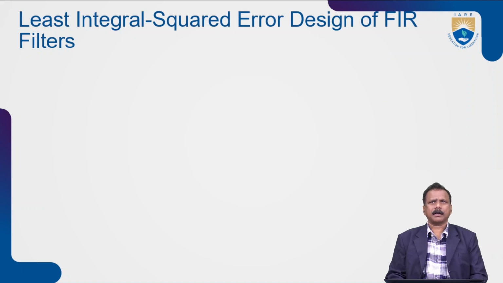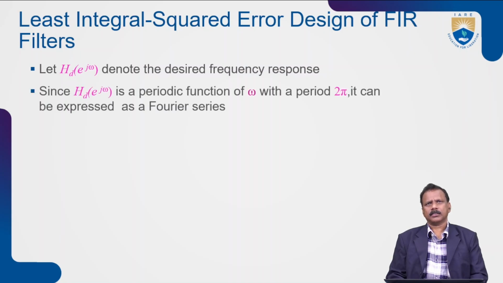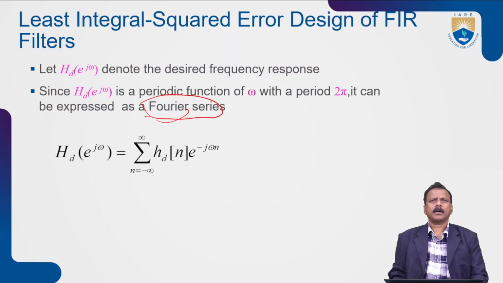Least integrated square error design of finite impulse response filter. Let S_D of e power j omega denote the desired frequency response. Since S_D of e power j omega is a periodic function of omega with period 2 pi, it can be expressed as a Fourier series. You know the term. Like this, you can identify the Fourier series, where S_D of e power j omega is equal to the summation n equals minus infinity to plus infinity S_D of n into e power minus j omega n.